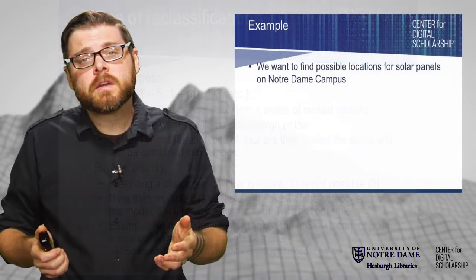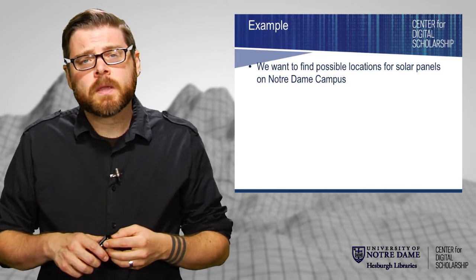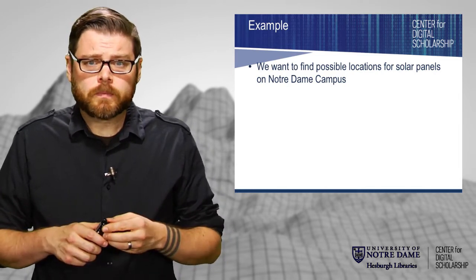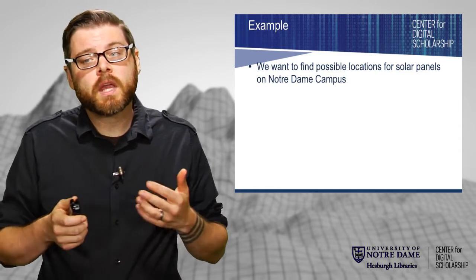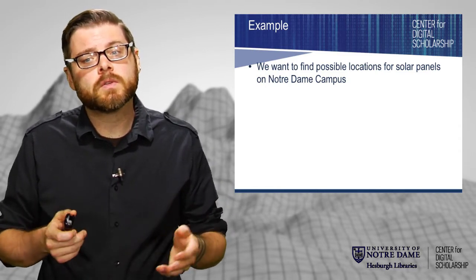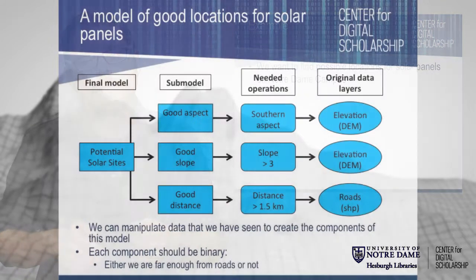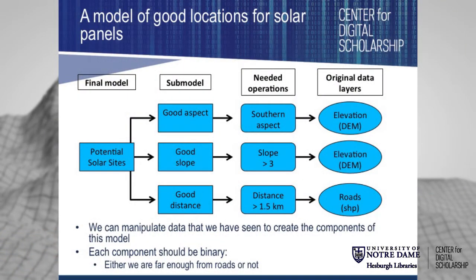So I think the best way to understand the spatial modeling process is to work through an example. And the example that we're going to work with is how to find good locations, possible locations for solar panels on the Notre Dame campus. So if we're going to do this, what we want to do is combine together multiple different layers into something that gives us a final layer that just says potential locations for these things.